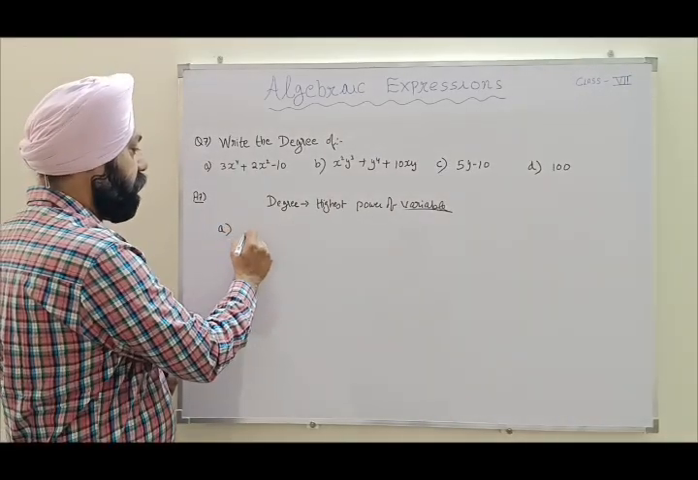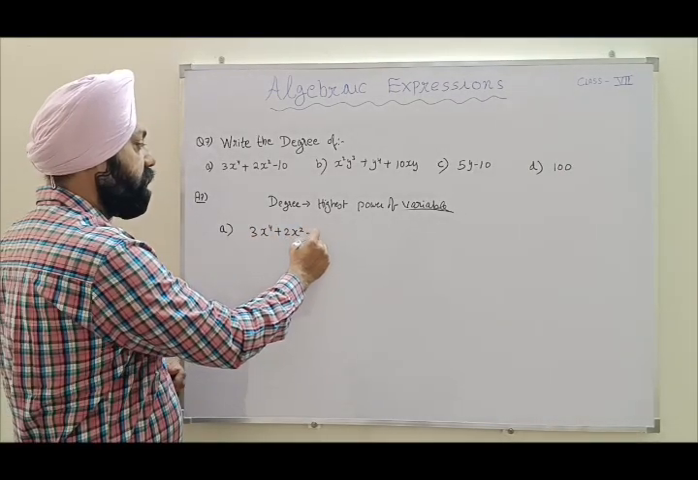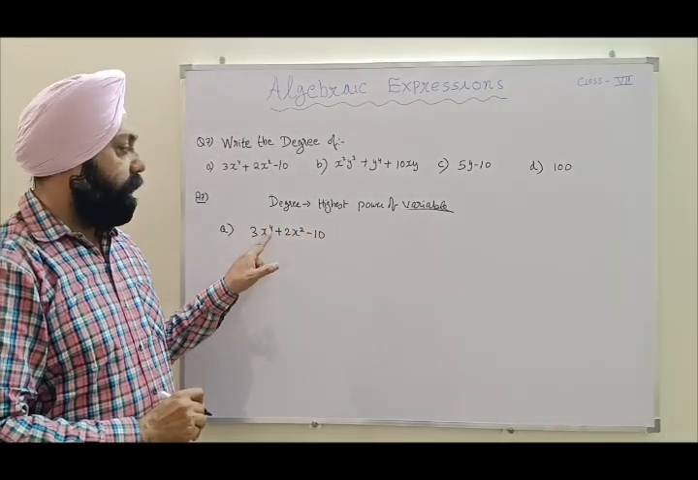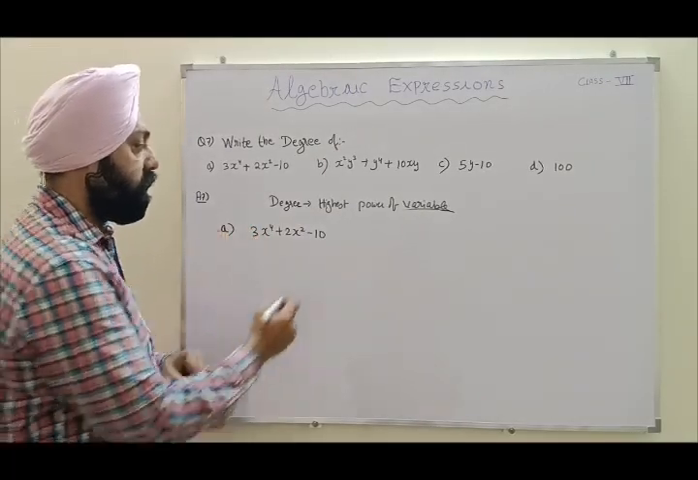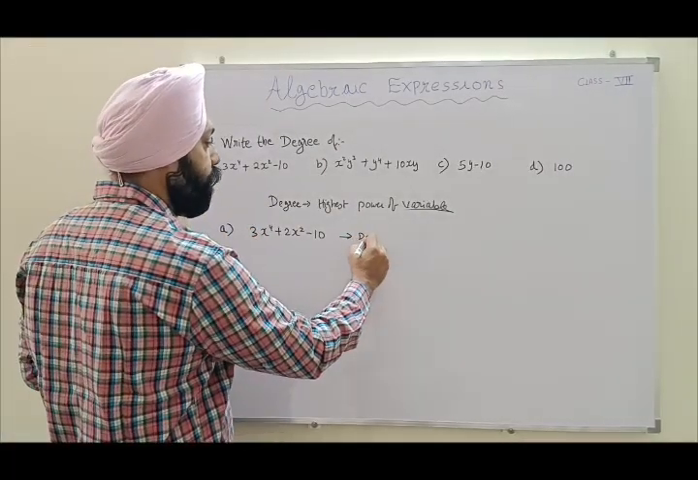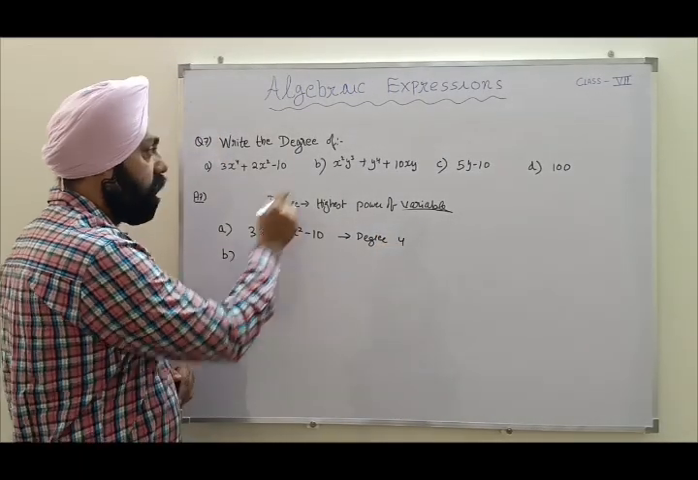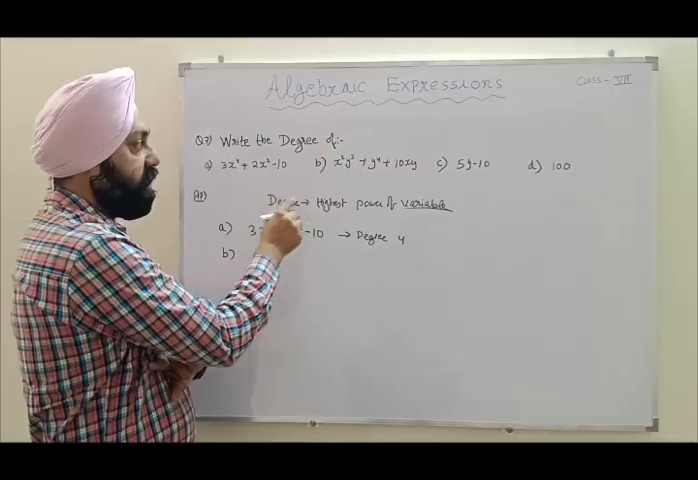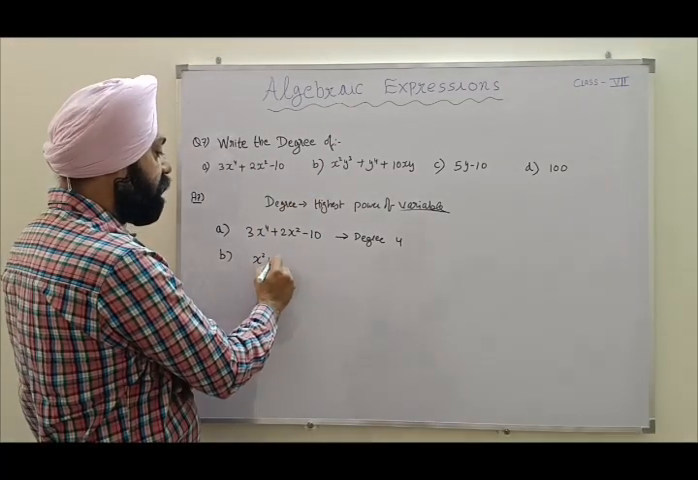So let's do this. So it is 3x4 plus 2x square minus 10. We have the powers, there are two powers of x, 2 and 4. Highest is 4, therefore the degree is 4. Now in this expression you can see that there are two variables in a single term.